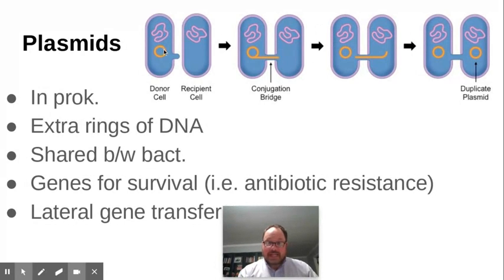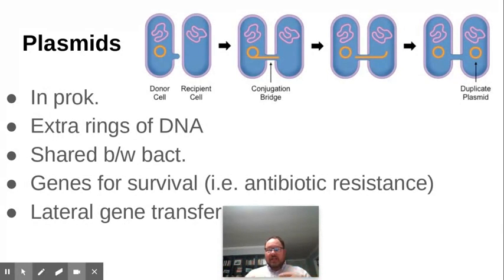And then plasmids are little extra rings of DNA that can be shared. Okay, so a lot of times these plasmids will have genes on them that increase odds of survival for bacteria. A lot of times they'll have genes for antibiotic resistance. And then what bacteria can do is copy those plasmids and share them with their neighbors. So antibiotic resistance can actually spread through bacterial populations pretty readily by them sharing these plasmids with one another.